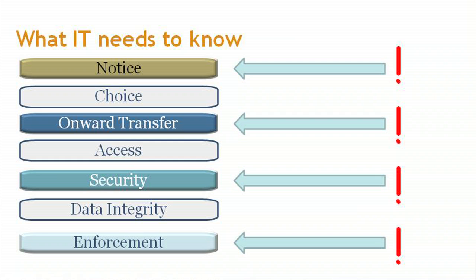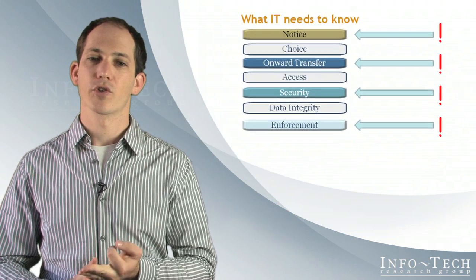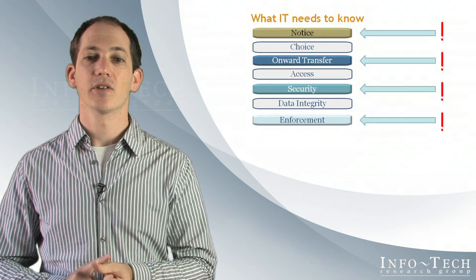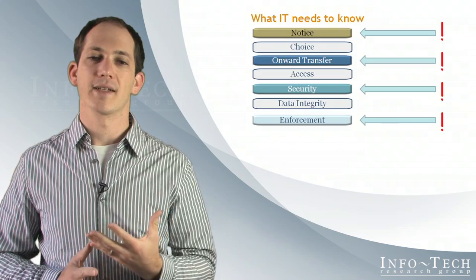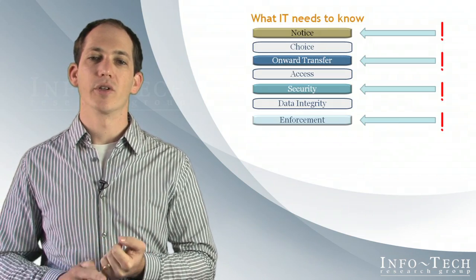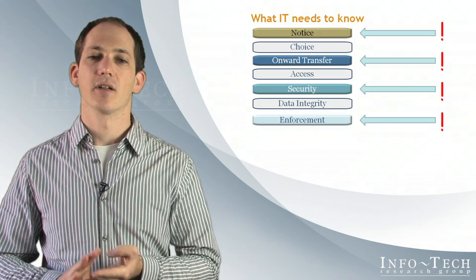So what does IT need to know about basic privacy principles? Well, there are 7 blanket privacy principles, and they are notice, choice, onward transfer, access, security, data integrity, and enforcement. The ones that really involve IT's participation are notice, onward transfer, security, and enforcement.